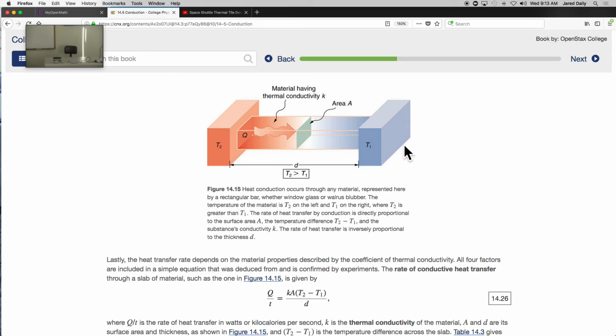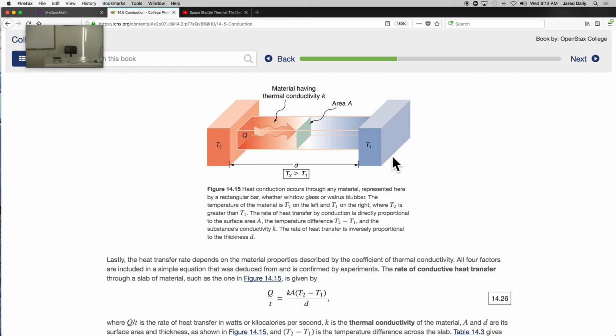Now the reason for that is because windows are not very good insulators. They have double pane windows and triple pane windows, which make them better insulators, but even the best insulating window is worse than the worst insulating wall. They're just not very good.